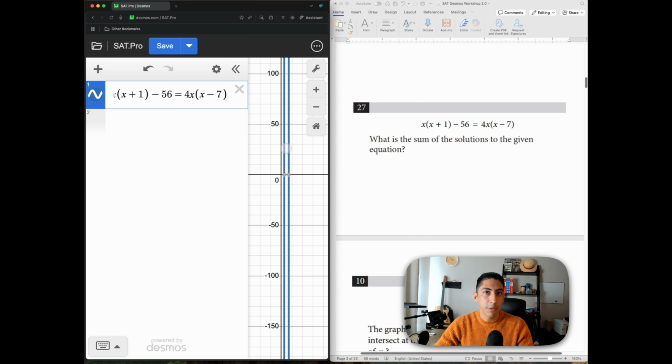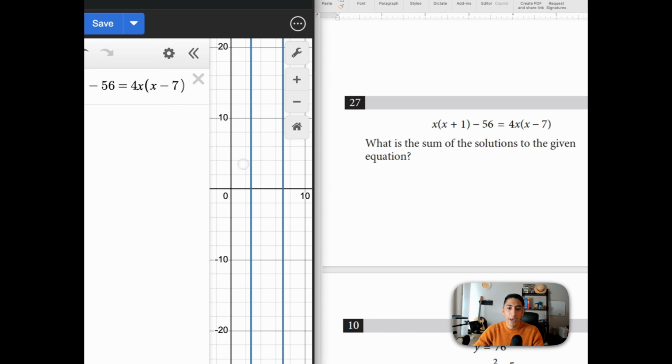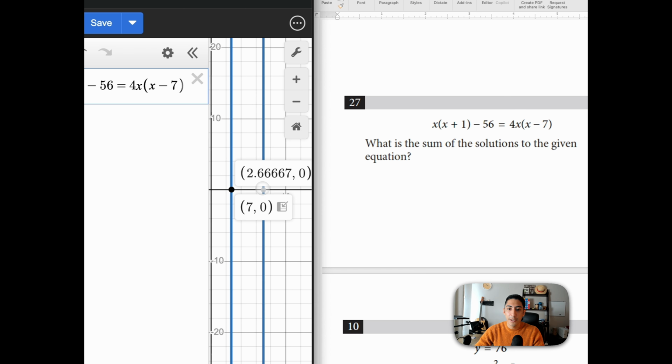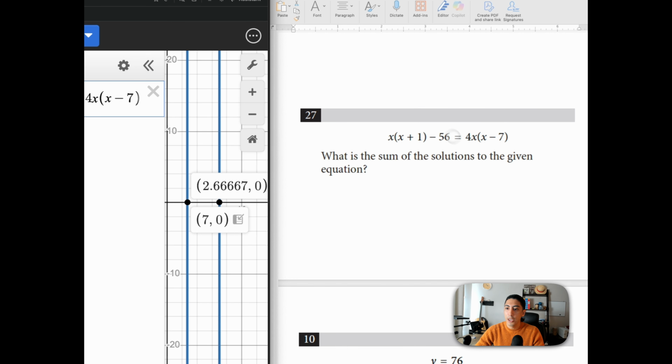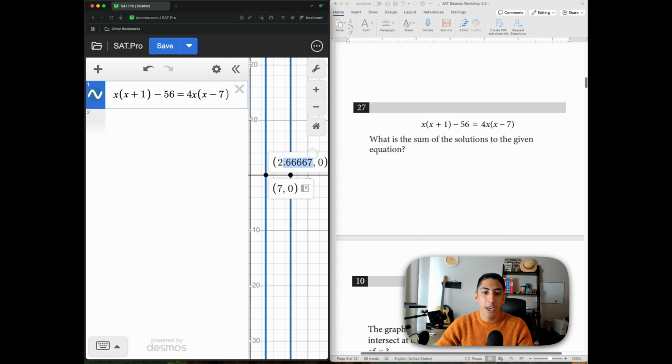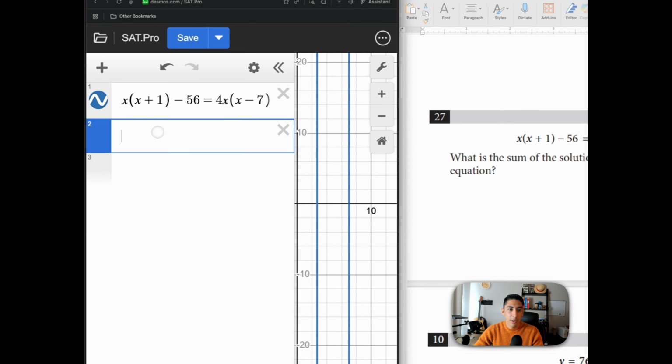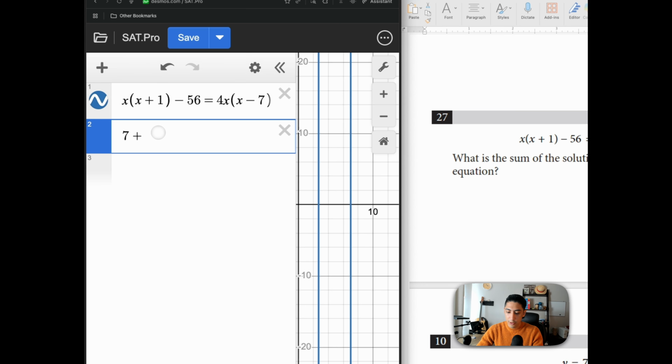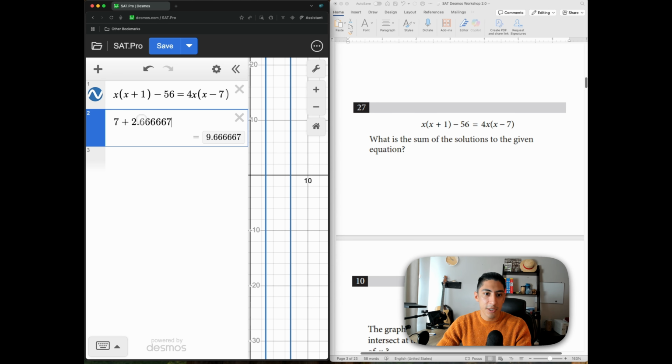So take a look. Just like we mentioned, it's going to be two vertical lines. This is what makes this whole thing equal to 0. So looks like these 2 points are 7 and 2.6667. So the sum of the solutions is just going to be, if I add those two values together, 7 plus 2.666667. So that's our answer here.